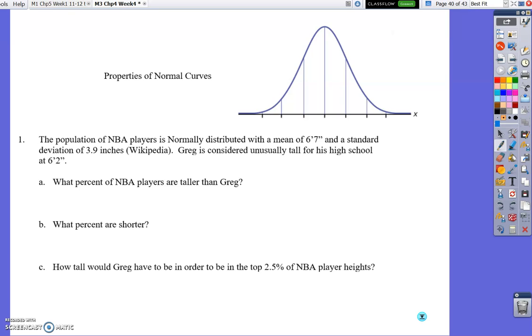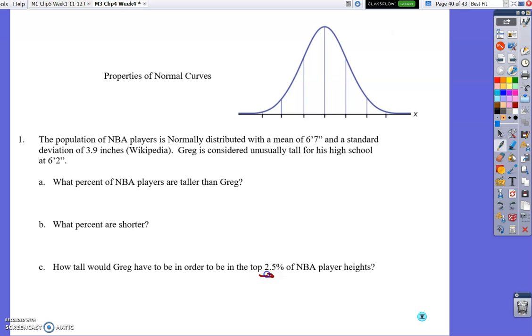The population of NBA players is normally distributed with a mean of 6'7" and a standard deviation of 3.9 inches. This is according to Wikipedia, about 5 years ago. Greg is considered unusually tall for his high school at 6'2". What percent of NBA players are taller than Greg? What percent are shorter? And how tall would Greg have to be in order to be in the top 2.5%?